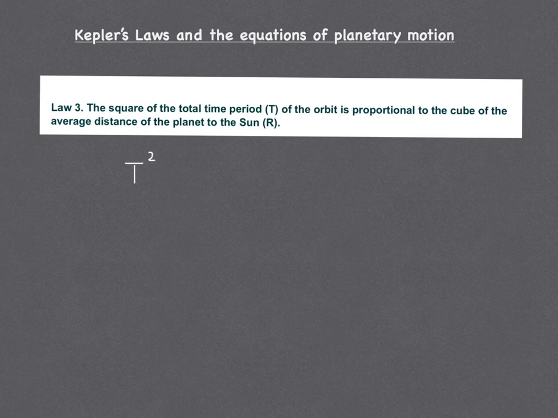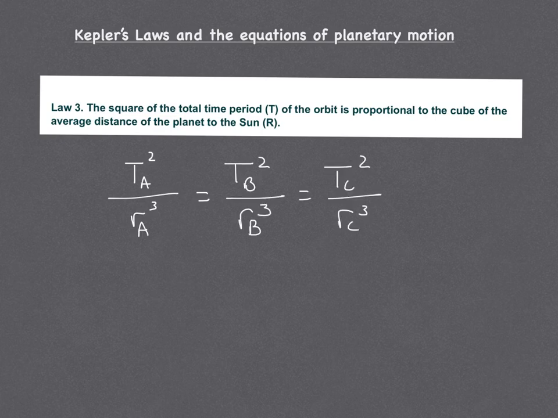So it's the time squared for planet A over the average distance cubed for planet A is going to be the same for every planet orbiting the sun. This is the only mathematical law that we're going to use from Kepler. The equal times and equal areas is mathematical, but we're not going to look at that in this class.